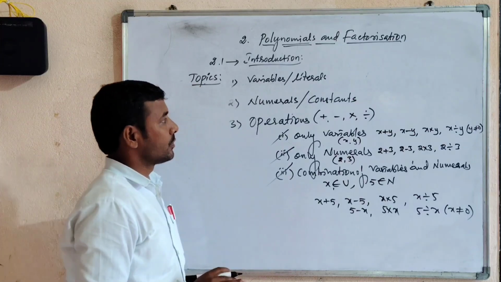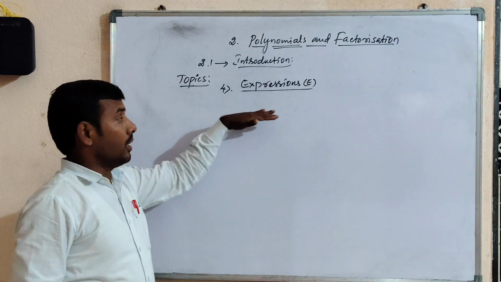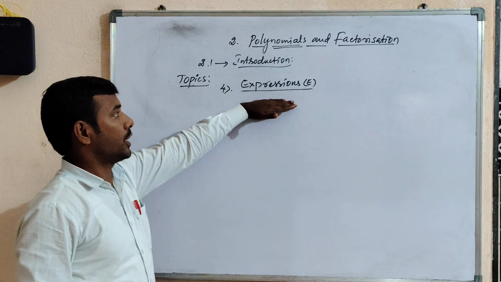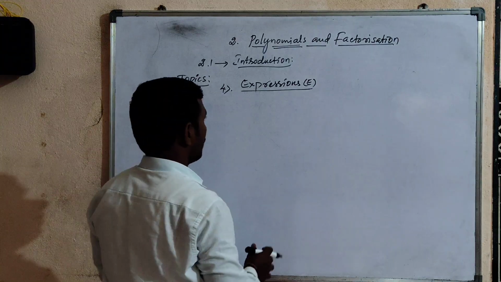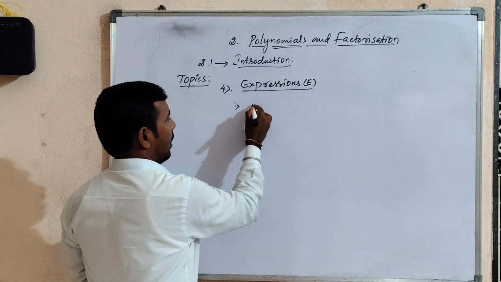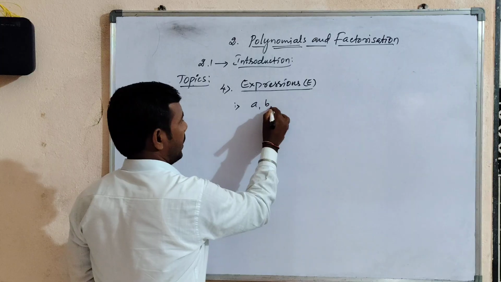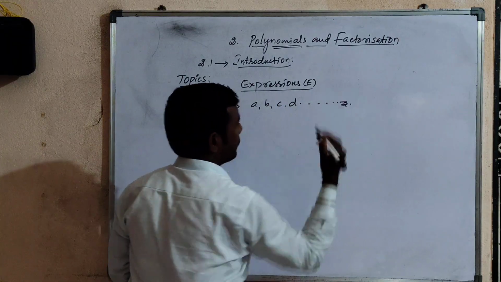Students, be attentive. Listen well. Fourth point, that is expressions. In these expressions, we have to discuss point 1: all variables a, b, c, d, dot till z.